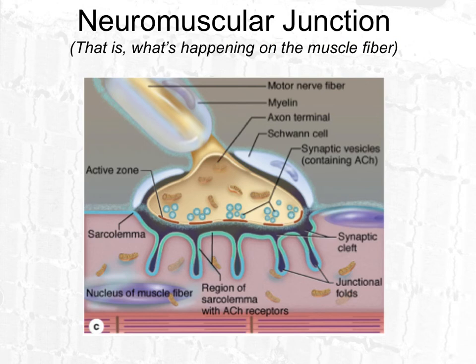Okay, so here we see what's called the neuromuscular junction. In the motor unit, we have the neuron and the muscle fiber. So this is the connection between the two. I'm going to highlight some things.